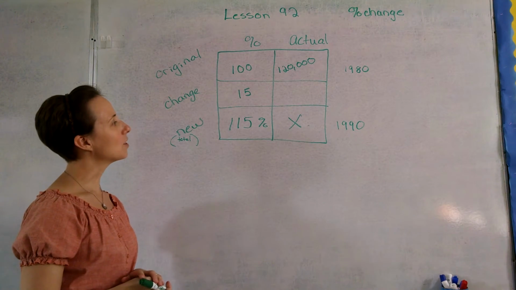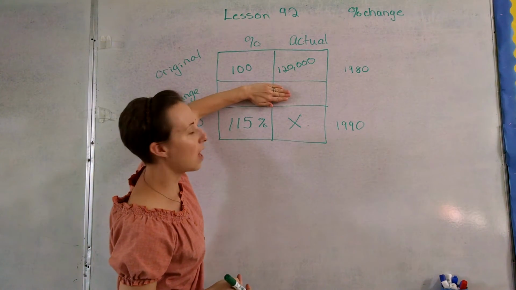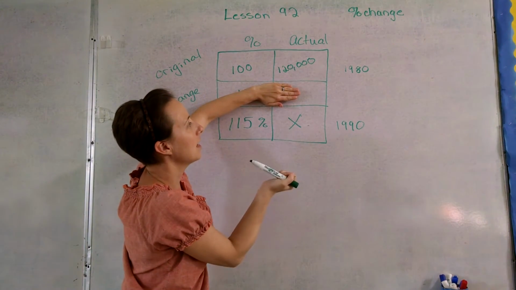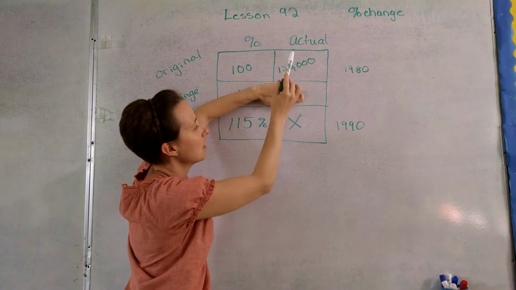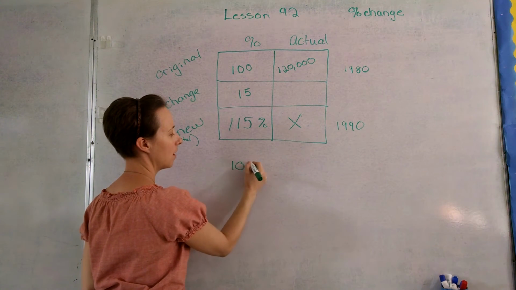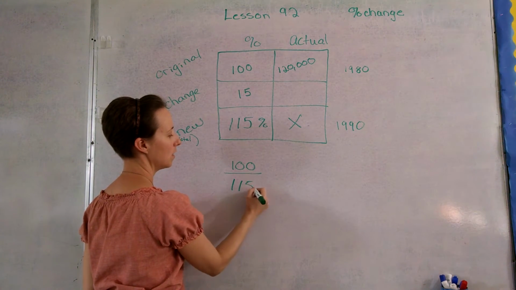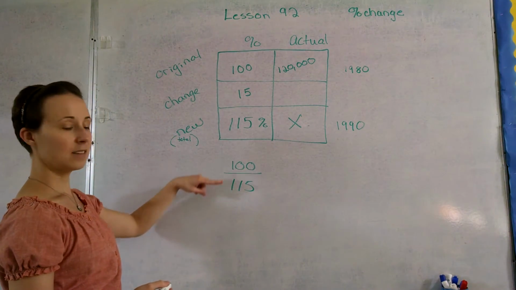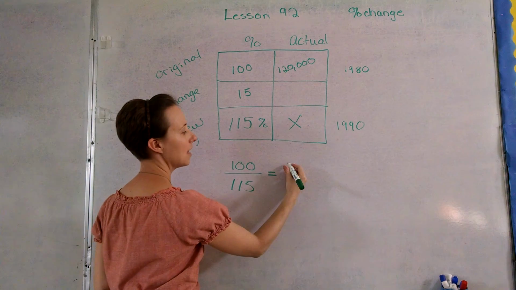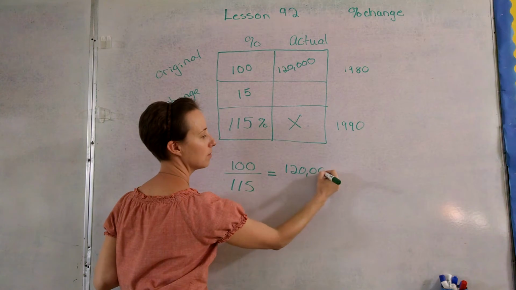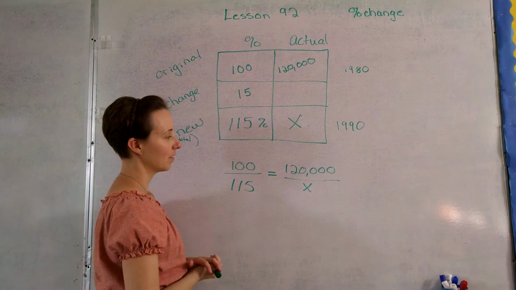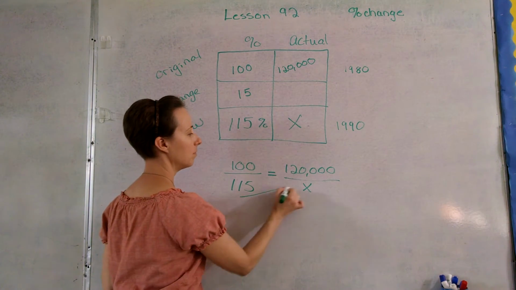Now this looks like something I can do. If I was to ignore this middle line, 100 divided by 115 is equivalent to 120,000 divided by x. Let's set up that problem so we can solve. 100 divided by 115. This is our original percent, and our new percent is in the same ratio as the actual numbers, which is 120,000 to whatever our new population is. Now we can solve the way we've always done. Cross multiply.